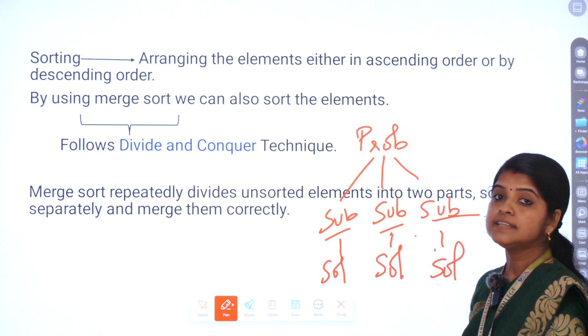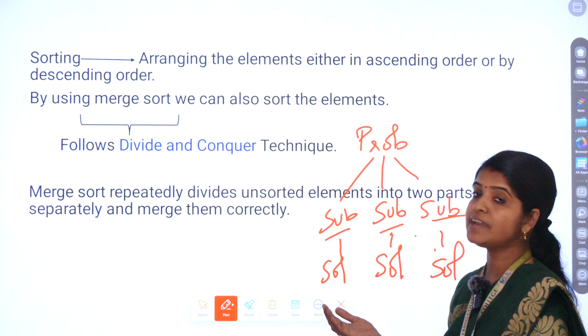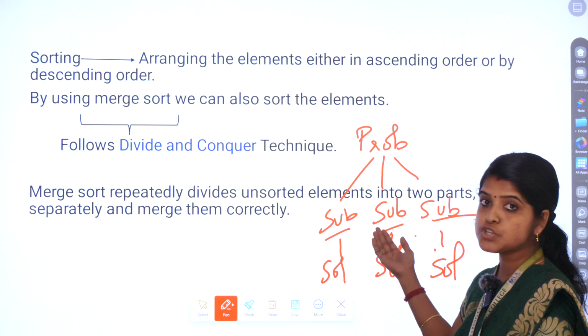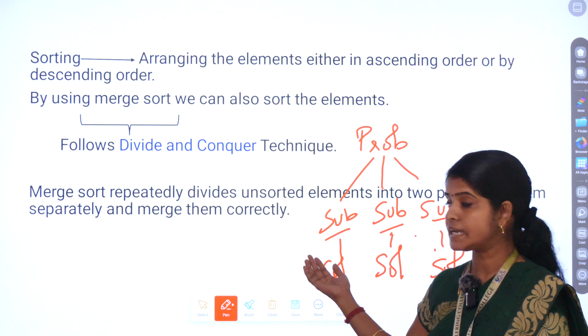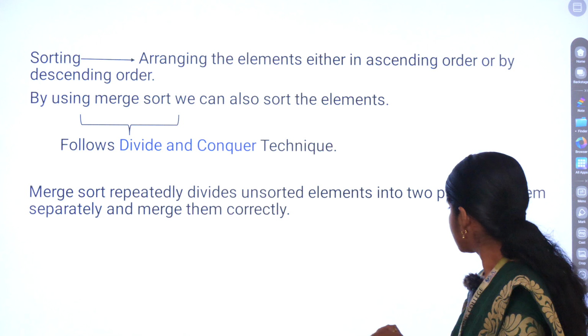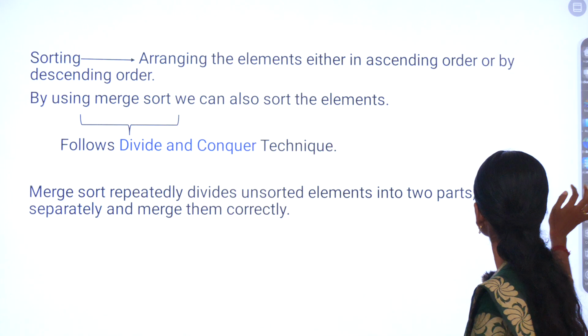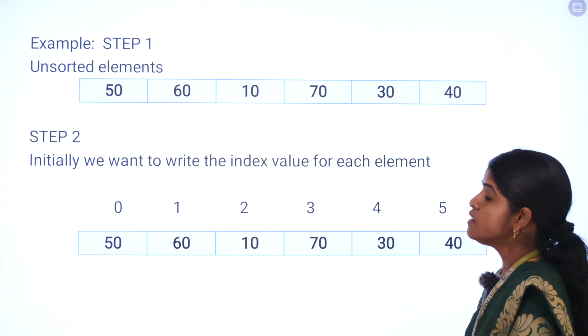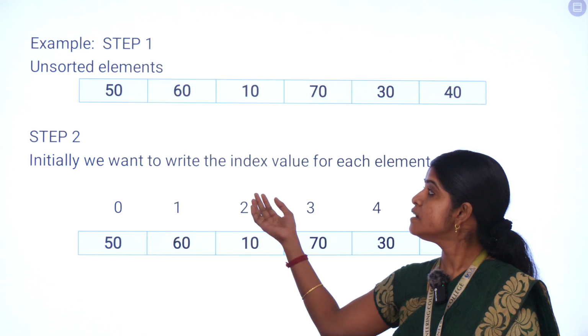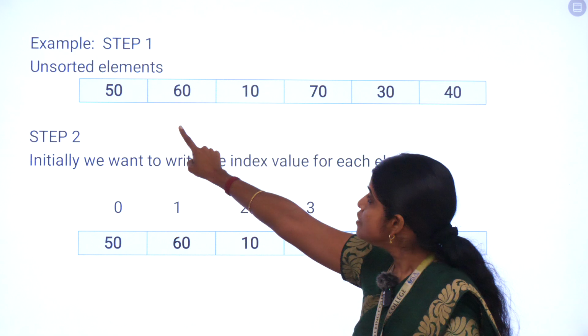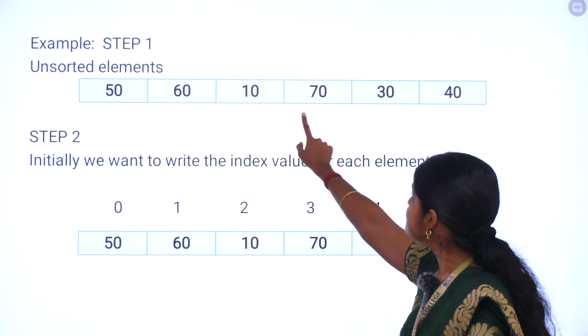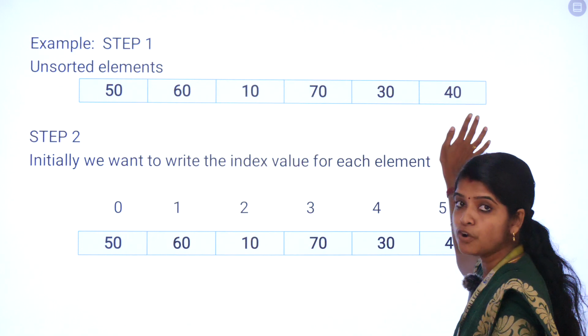Here the merge sort repeatedly divides unsorted elements into two parts, sorts them separately and merges them correctly. So here is our example. This is our unsorted elements, which is nothing but 50, 60, 10, 70, 30 and then 40.